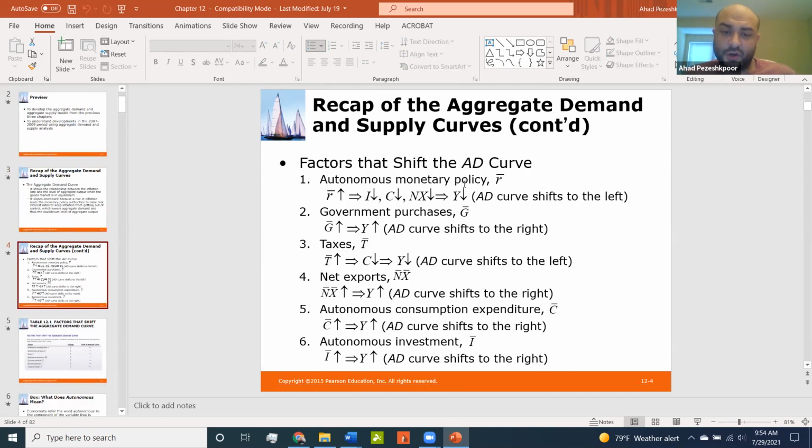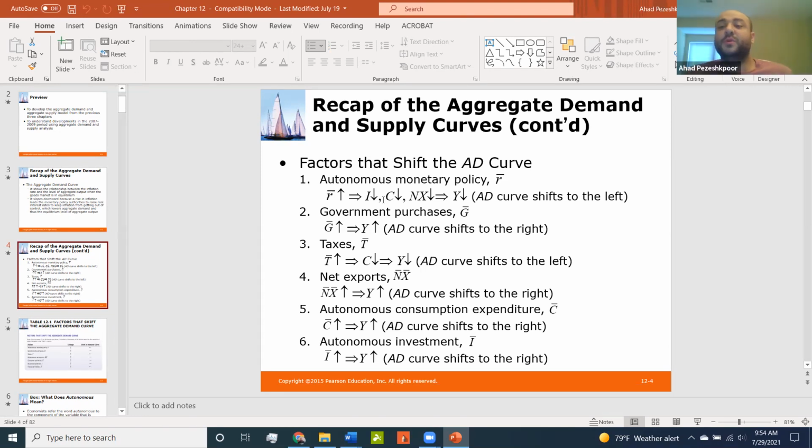This is a very important chart. You need to have a very good, acceptable explanation of why everything in this happens. Real interest rate goes up. What happens if the autonomous monetary policy increases the real interest rate? What happens to investment? It goes down. Why?